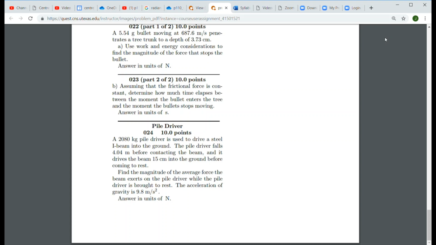Finally, problem 24, we have a very heavy pile driver that is used to drive an I-beam into the ground. What this means is you stand a beam on its end and get a little bit of way into the ground. You want to drive it down into the ground, but it takes a tremendous force to do that.